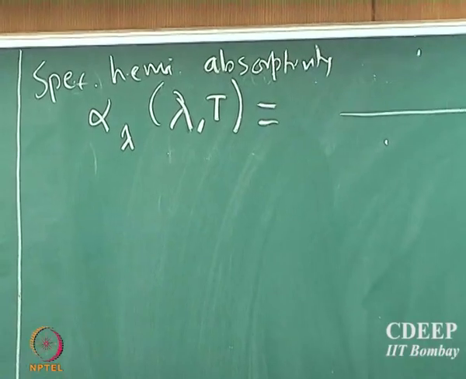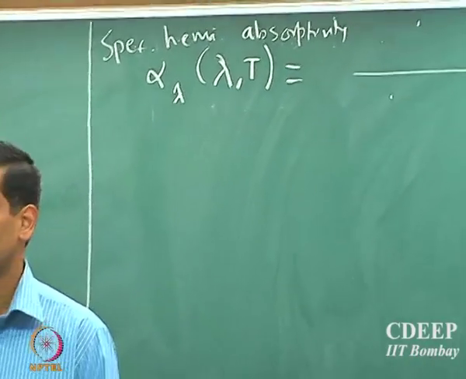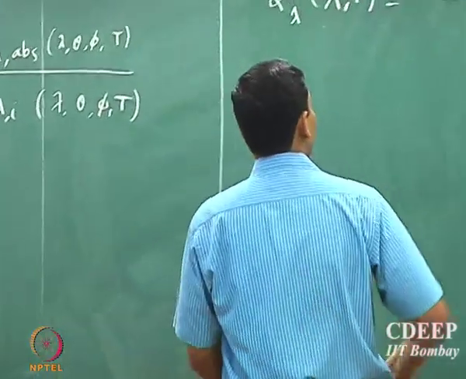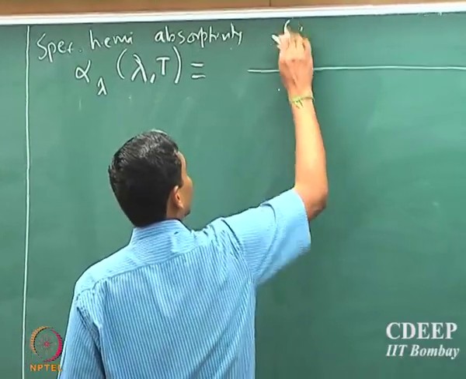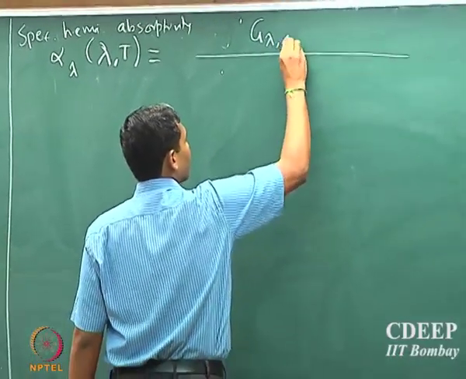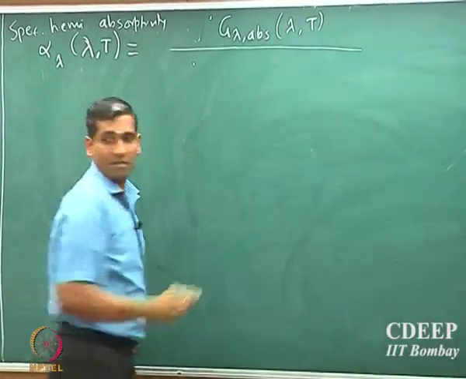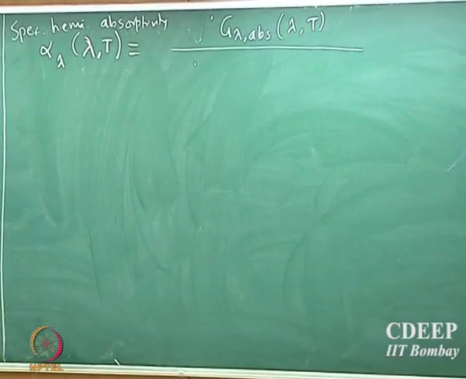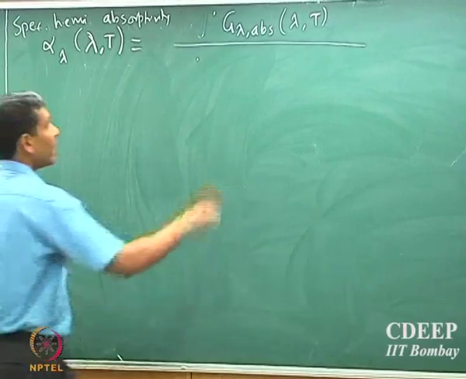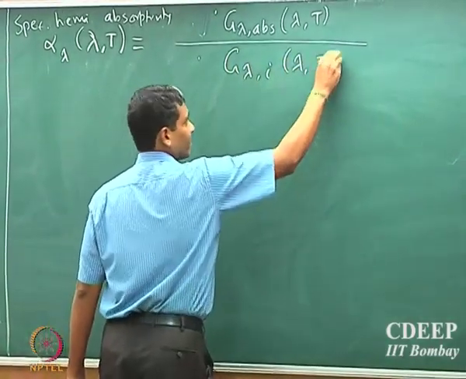Based on what we have seen in the last lecture and before, it will be the ratio of the spectral hemispherical irradiation that is absorbed by the surface, G lambda absorbed, divided by the spectral hemispherical irradiation that is incident to that surface. Okay.